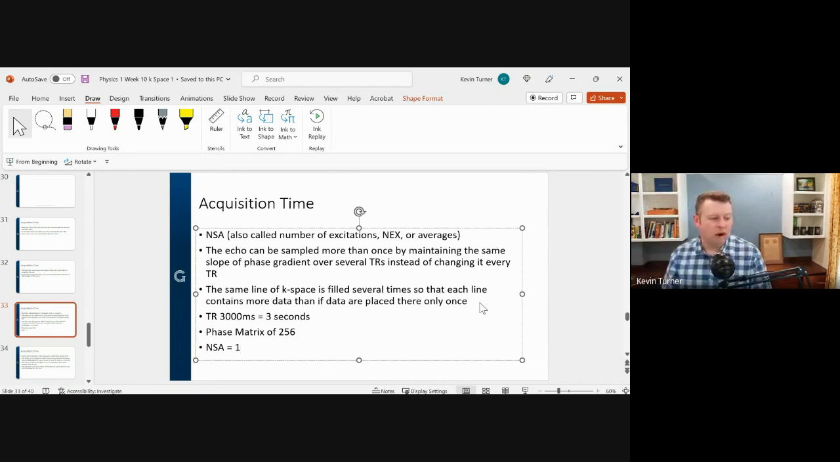So if I'm only doing it once, then every 3 seconds I get one echo. And I need 256 echoes to fill up all the K-space. So I simply multiply 3 seconds times 256. That's how long my scan takes. Right? I get one echo every 3 seconds. I need 256 echoes. That's it. Right? 3 seconds go by, I get one echo. 3 more seconds go by, I get another echo, and so on and so forth.